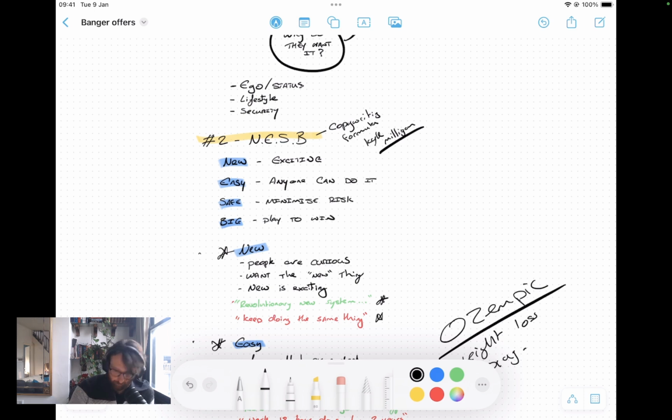But yeah, in the meantime, have a think about what your offer is and how you can refine it or craft a new offer if you're looking at a new thing around these elements.